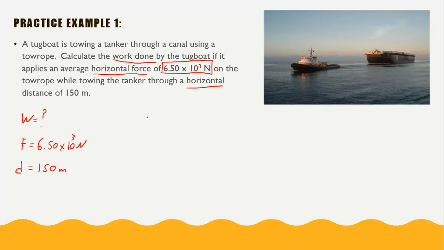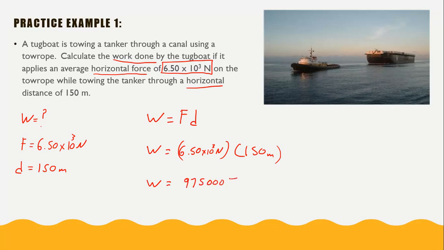So we write down our formula. Work is equal to force times distance. Work is equal to 6.50 times 10 to the 3rd newtons times 150 meters. The amount of work being done to this tanker by the tugboat is 975,000 joules.